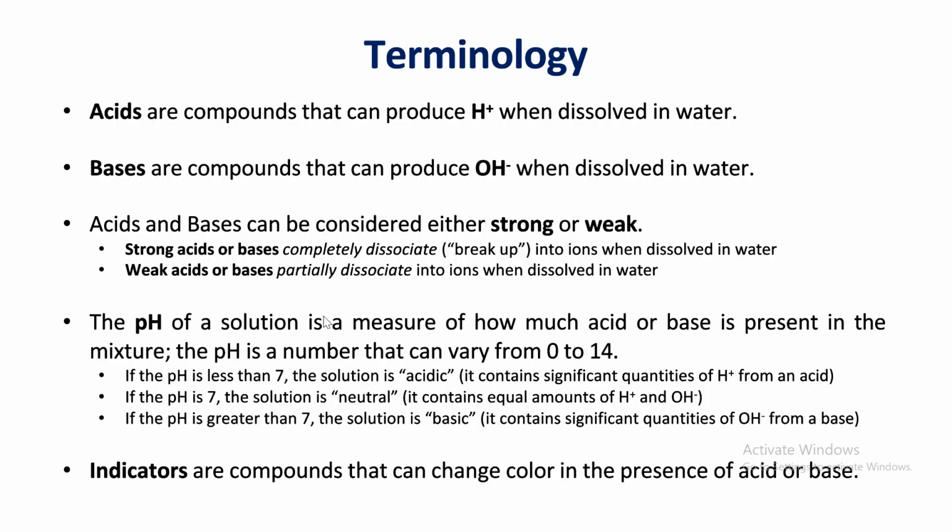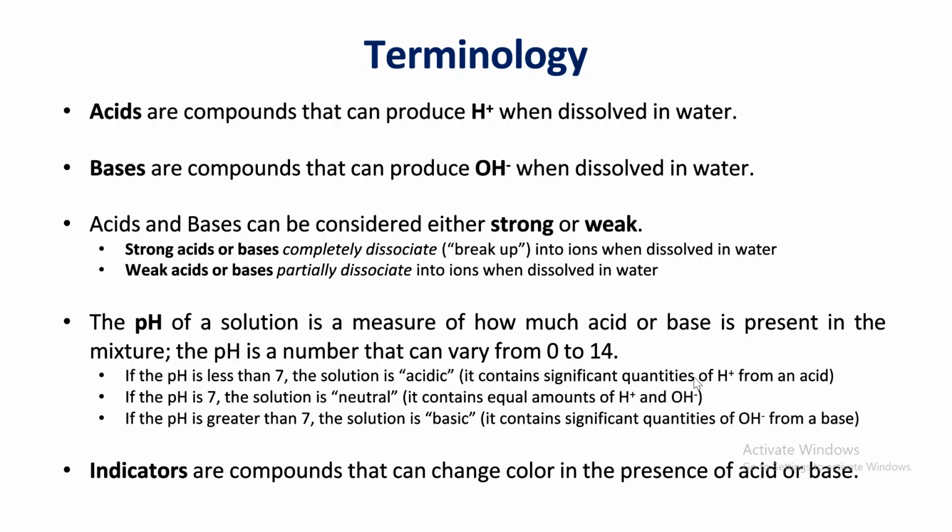The pH is a number that can vary from 0 to 14. Now, if the pH is less than 7, the solution is acidic. It contains significant quantities of H plus from an acid. Now, it's different when the pH is 7. When the pH is 7, the solution is neutral, which means that we have equal amounts of H plus and OH minus. And if the pH is greater than 7, we say the solution is basic, which means it contains much more OH minus from a base.